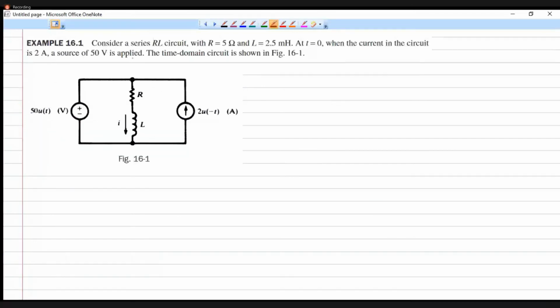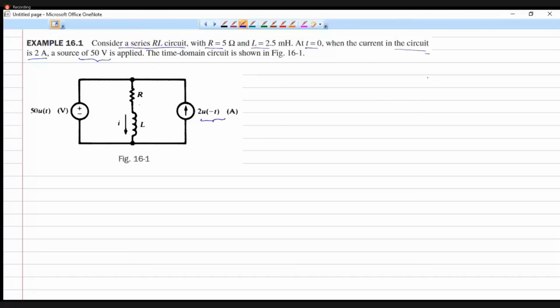Okay. So this is the example in which a series RL circuit is there. The values R and L are also given. And at t equal to 0, the current in the circuit is 2 ampere. So at the 0th instant, there is a current flowing through the inductor. At that instant, a source of 50 volt is applied. So we have to find out what is the new current. Okay, so we will find out the voltage across this inductor. Initially there is a current flowing through this inductor, which could be modeled as 2 into u of minus t.